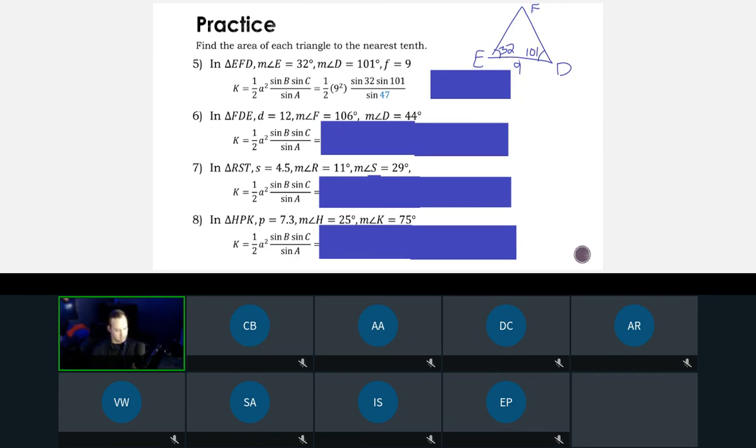So 28.8, I believe, is correct. 28.8 units squared. And it's units squared because we don't know if it's feet, inches, yards, miles, kilometers.